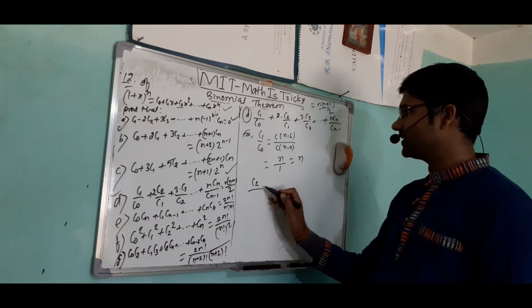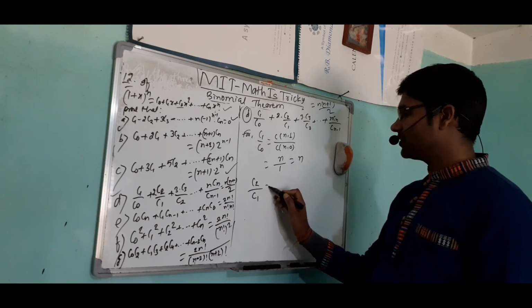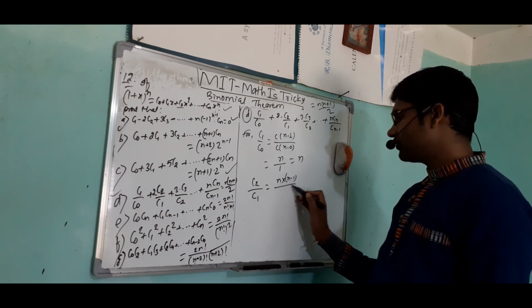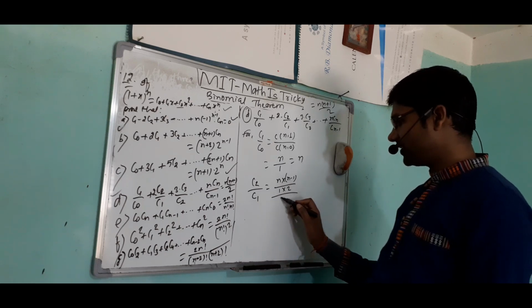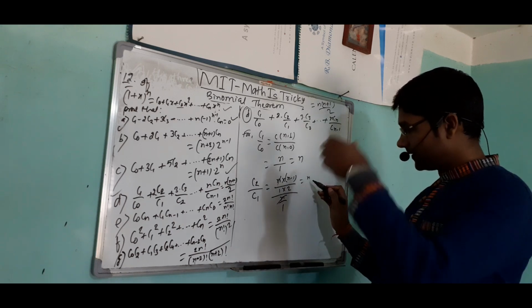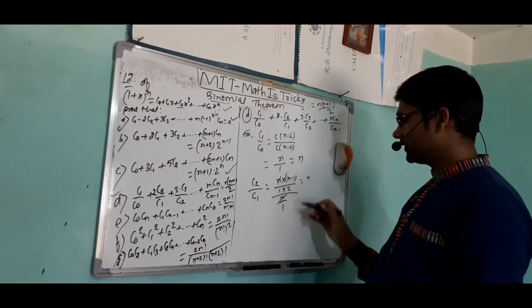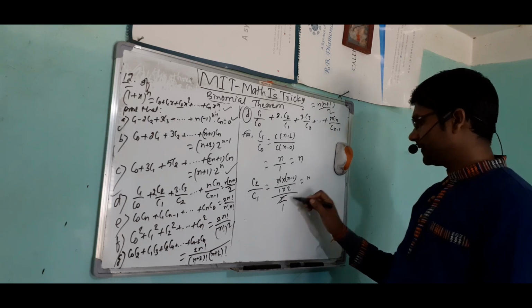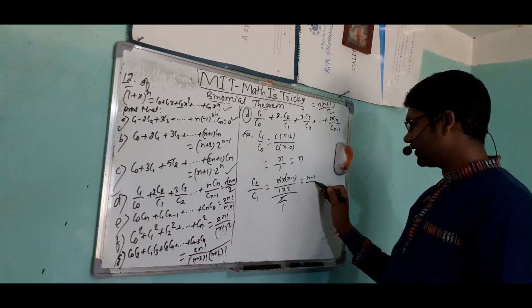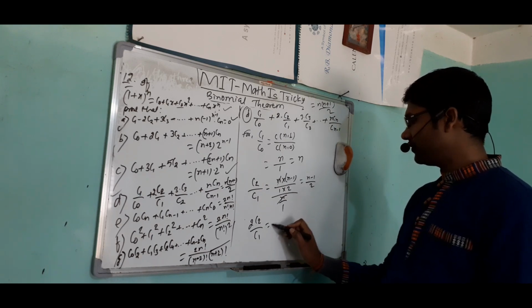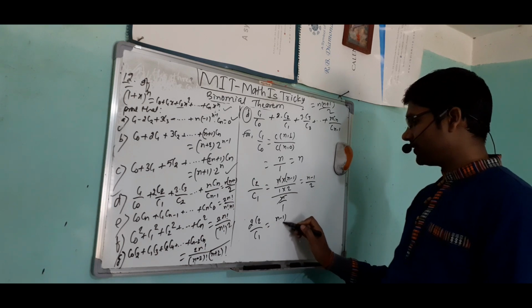For C2, the shortcut method is already given. C2/C1 means n(n-1) over 1·2, divided by C1, which is n by 1. So this n cancels, and we have (n-1)/2. It means that 2·C2/C1 will be n-1 simply.